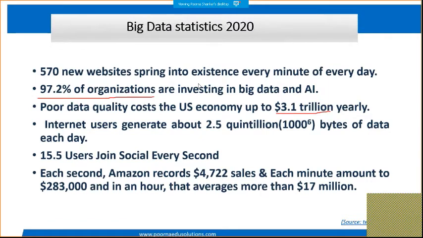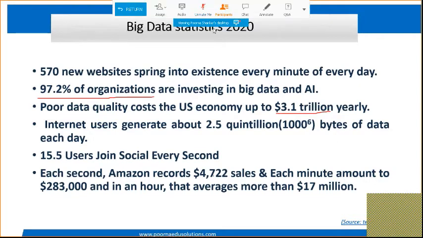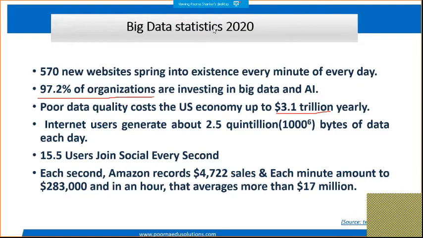If you see this, Amazon records $4,722 of sales, and each minute Amazon is minting money of $283,000 each minute in an hour. And then the average income in a day is $17 million. So no wonder Amazon is number 1 in the world. Why Bezos is the richest person in the world.